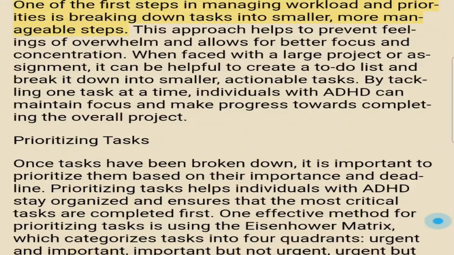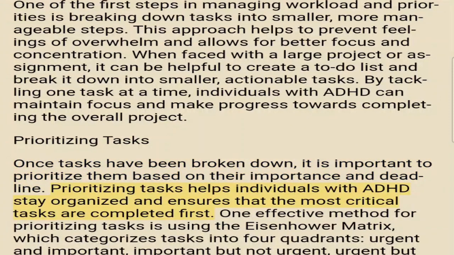Breaking down tasks. One of the first steps in managing workload and priorities is breaking down tasks into smaller, more manageable steps. This approach helps to prevent feelings of overwhelm and allows for better focus and concentration. When faced with a large project or assignment, it can be helpful to create a to-do list and break it down into smaller, actionable tasks. By tackling one task at a time, individuals with ADHD can maintain focus and make progress towards completing the overall project.